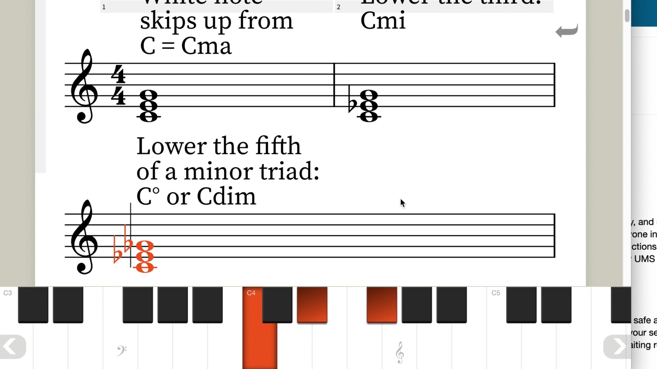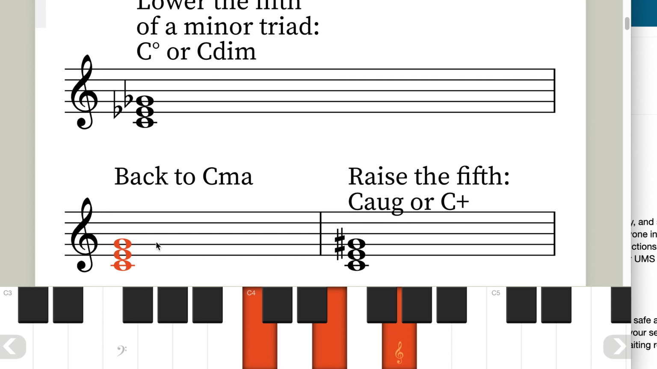Now if I lower the fifth of that minor triad, here's the fifth, I lower it, and now I've got a C diminished triad. 1, 2, 3 is a third. 1, 2, 3 is a third. So I've got 2 thirds stacked on each other, and here I have a diminished fifth. 1, 2, 3, 4, 5. Notice that it's called a G flat and not an F sharp. Very important.